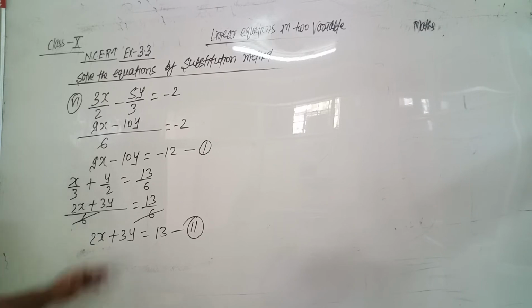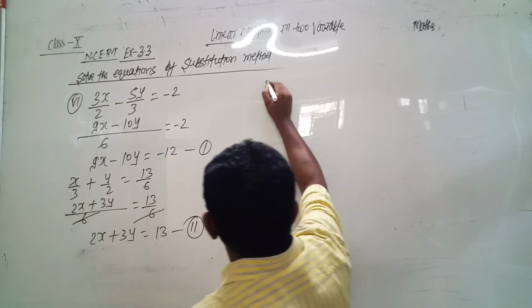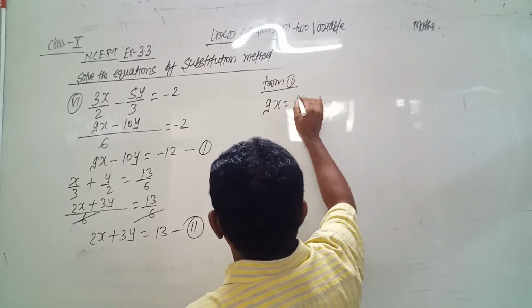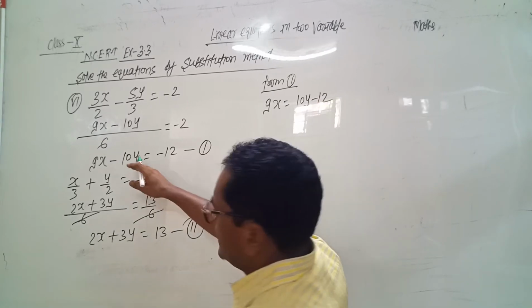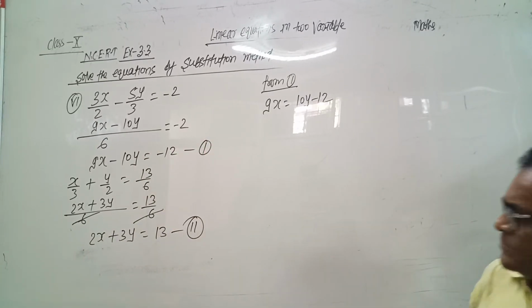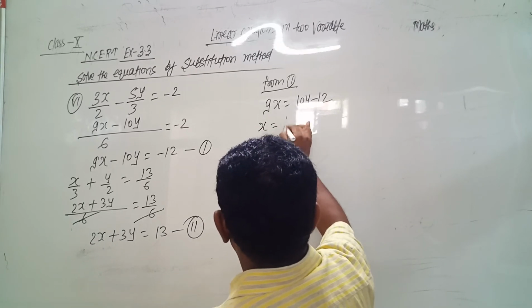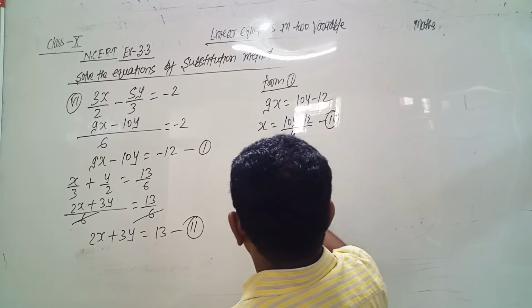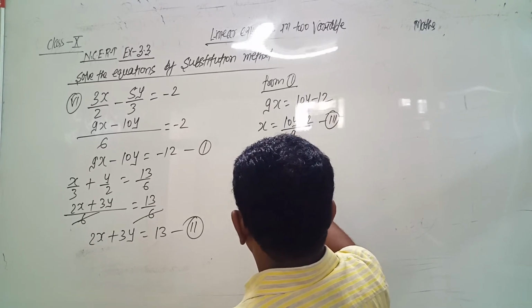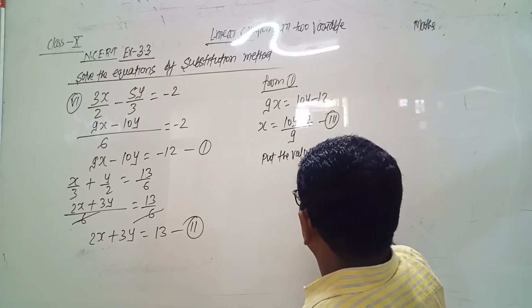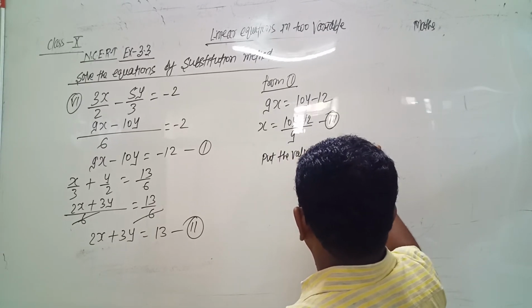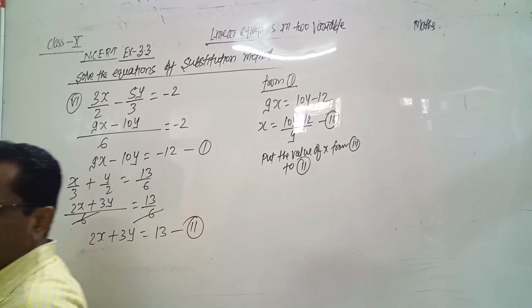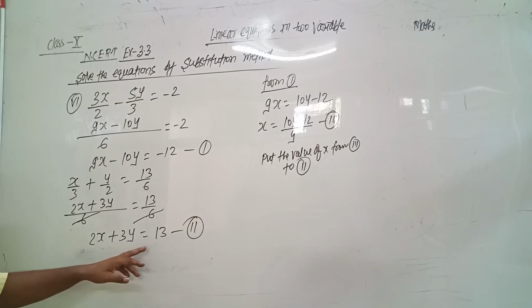Now we eliminate the value of x or y from the first equation. So from first, 9x equals 10y minus 12. This minus 10y will go to the right side, becomes positive, and x comes to be (10y minus 12) upon 9. Name it third equation. Now put the value of x from third to second.